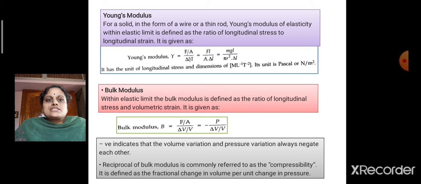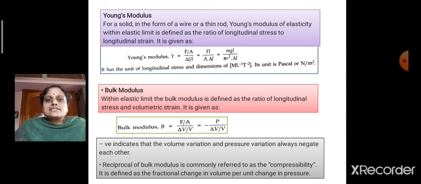F can be replaced by mg, and area can be replaced by pi r square, giving mg into L divided by pi r square into delta L. It has the unit of longitudinal stress, and the dimension of Young's modulus is M L raised to minus 1 T raised to minus 2. Its unit is Pascal or Newton per meter square.